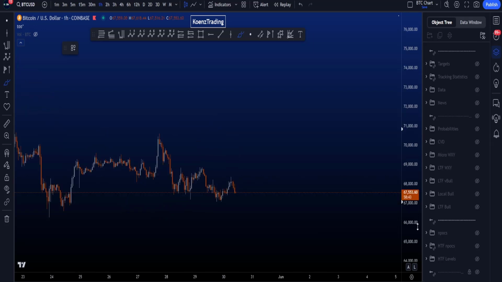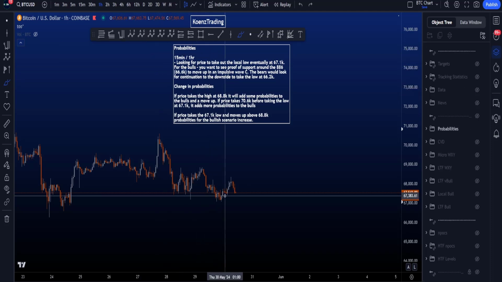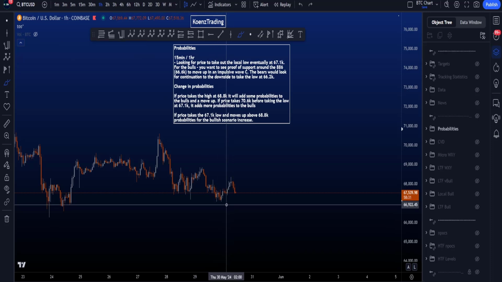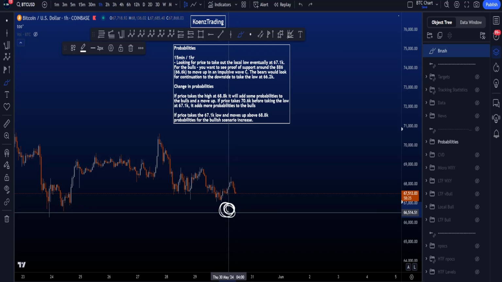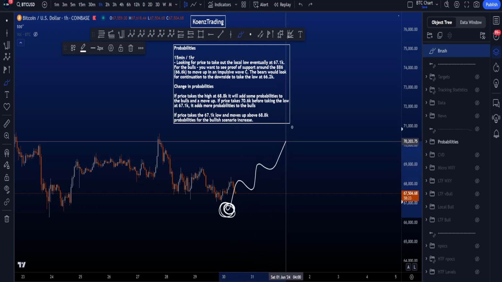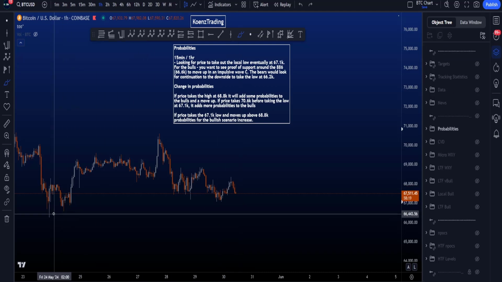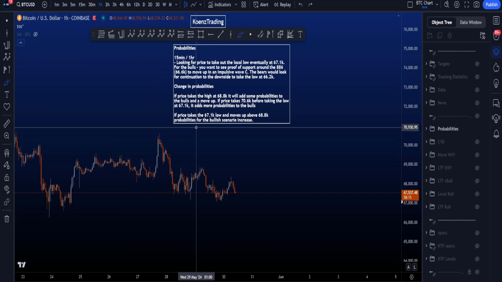And if we then look at the probabilities of the different scenarios, then on the 15-minute/1 hour time frame, the probabilities as it stands are higher for price to move below the low at 67.1k. For the bulls, it means that you want to see proof of support around the 0.886 at 66.6k to move up in an impulsive wave C. The bears want to see continuation to the downside and take out the low here at 66.2k.